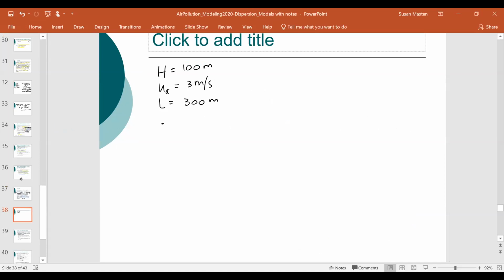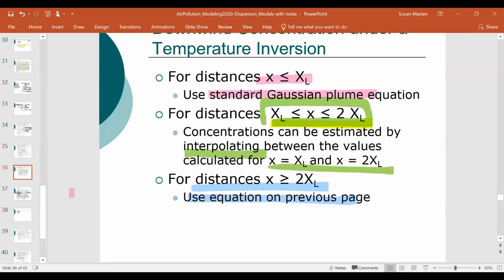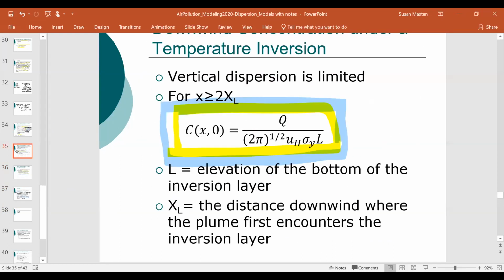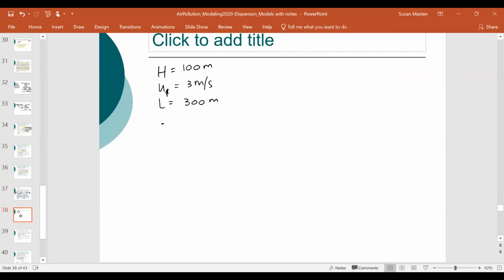And actually, I'm going to make sure this wind speed here, just to make our life easier. Let's go back. This is U sub H. We're going to set this as equal to U sub H. Okay? So this here is U sub H, not U sub A. It just makes the problem a little simpler. Otherwise, we would have to calculate U sub H. And we have Q equal to 2 times 10 to the 8 micrograms per second. And we have a cloudy night.